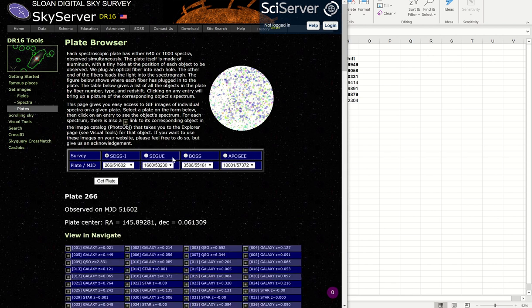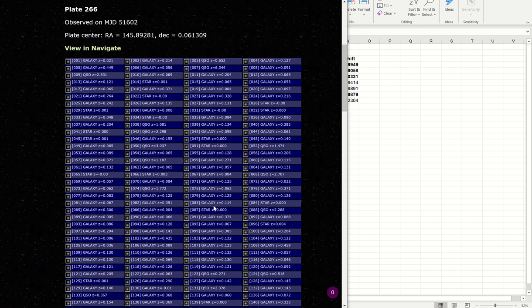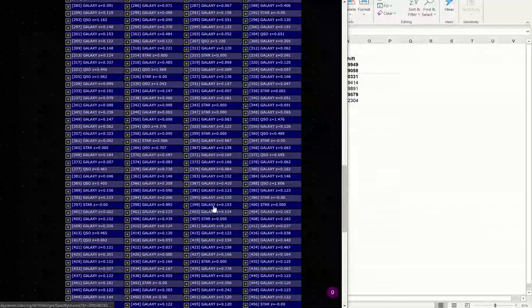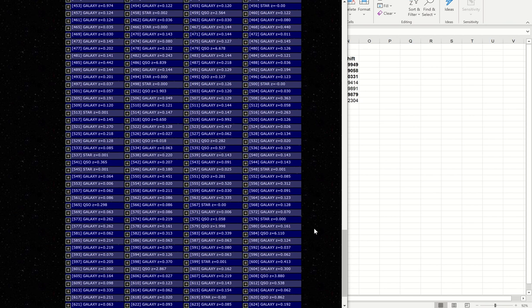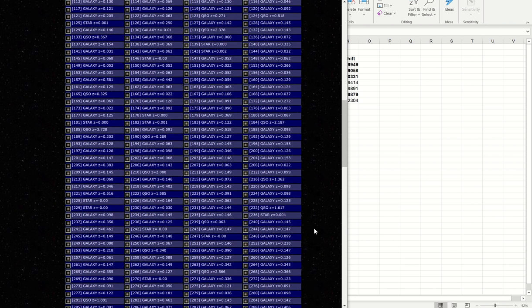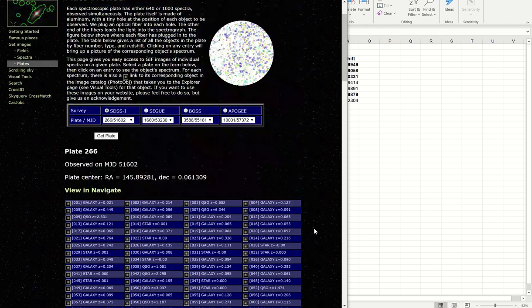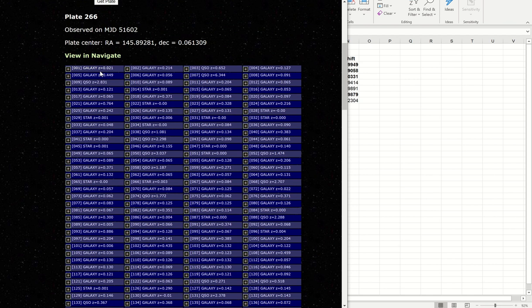There's other surveys you can get a plate from. And these are all the spectra that are recorded by a single plate in the Sloan Sky Survey. There are 640 fibers. So essentially, the Sloan Sky Survey can measure 640 spectra simultaneously. Not all are galaxies. You can see some are stars.